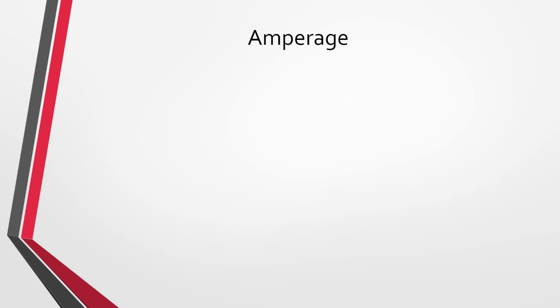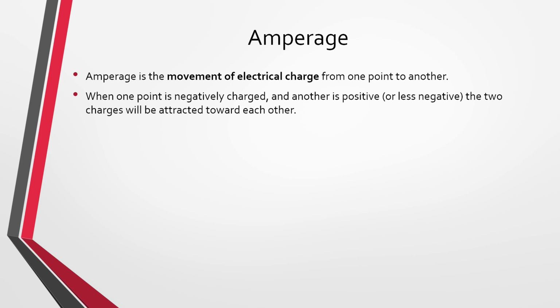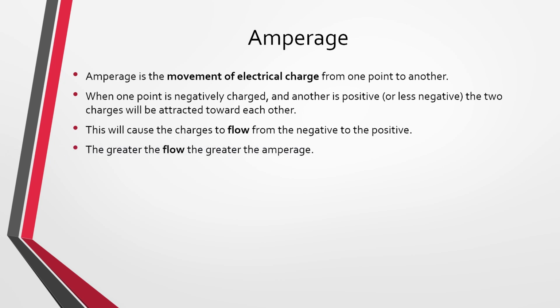The other parameter that we can set is the amperage. Amperage is the movement of electrical charge from one point to another. So amperage is the movement of electrical charge. When one point is negatively charged and another is positive or just less negative, the two charges will be attracted towards each other. This will cause the charges to flow from the negative to the positive. So the electrons are the flow, and the electrons are negative, so it will come from the negative to the positive. The greater the flow, the greater the amperage. The more electrons that are flowing, the higher the amperage.